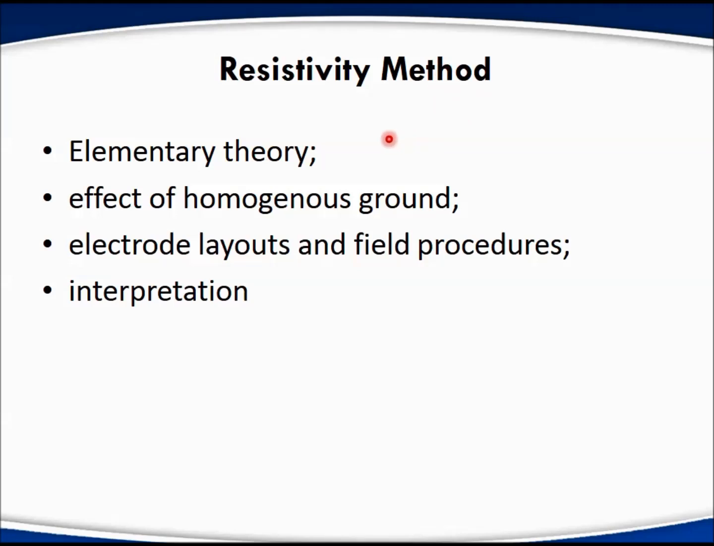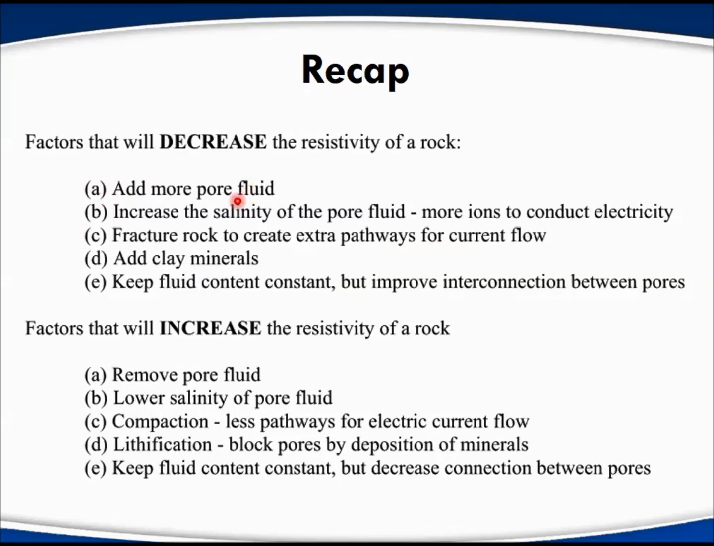So basically there are 4 subtopics that we'll be discussing for this chapter, which are elementary theory, effect of homogeneous ground, electrode layout and field procedures, and interpretations. So for this lecture, we will talk about the first subtopic, which is elementary theory of resistivity survey. Before this, we have already learned about the concept of electrical survey, and this time is about the fundamentals and the theory. But before that, I would like to recap the things that we have gone through so far.